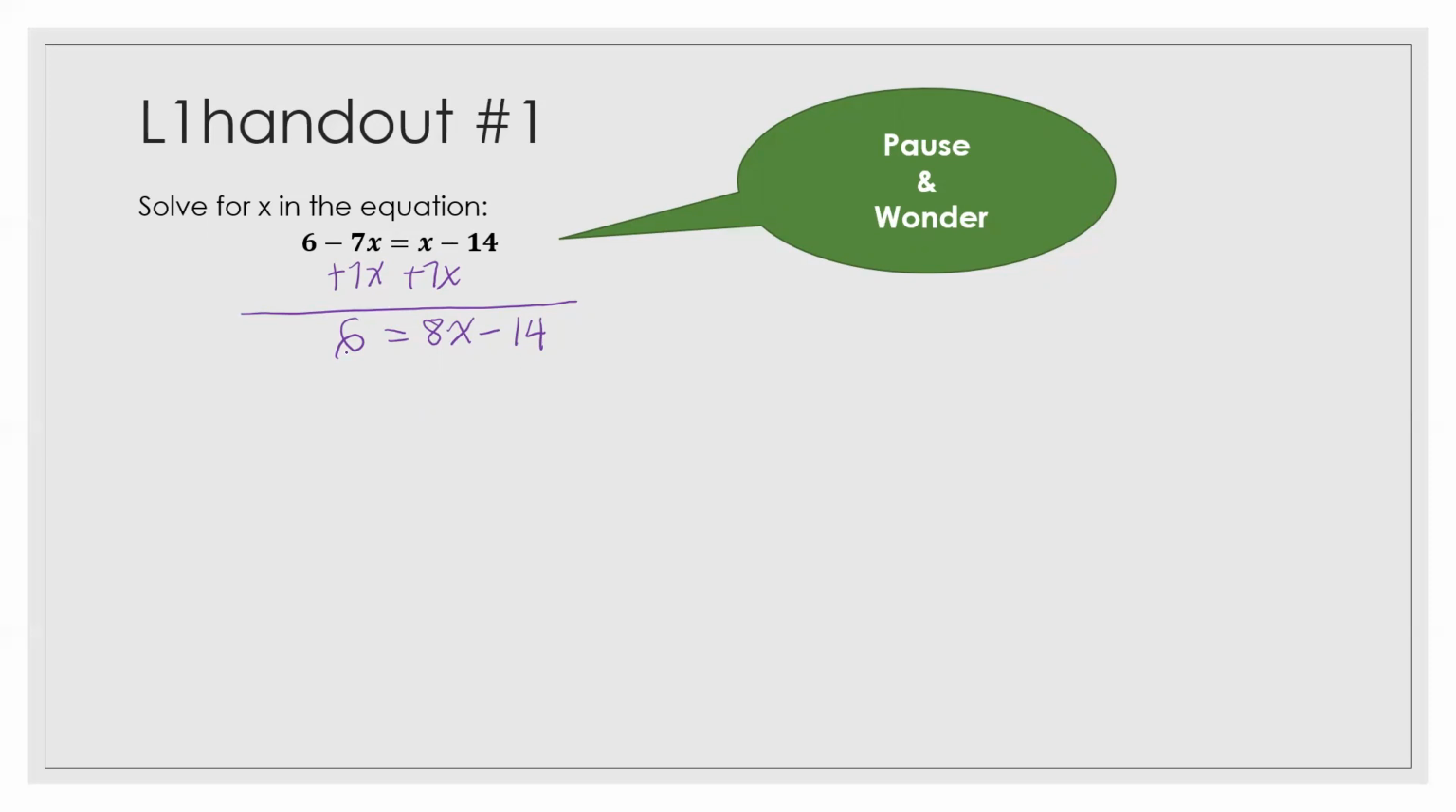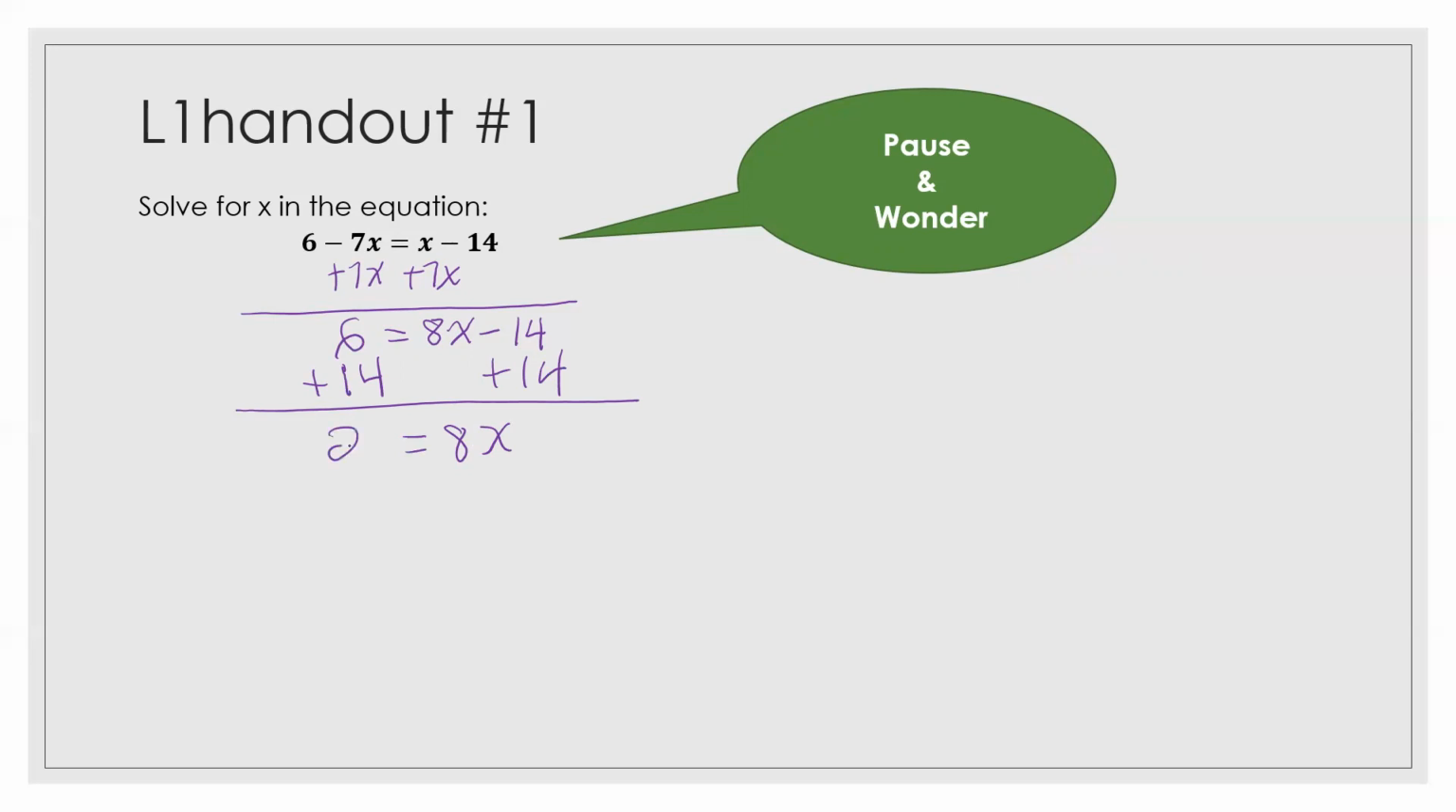8 times x plus minus 14 equals 6. So add 6 to both sides. Now, why did I just add 6 to both sides? I have no idea. You do this all day and you just get confused. You want to add 14 to both sides, not 6. Okay, so add 14 to undo minus 14.